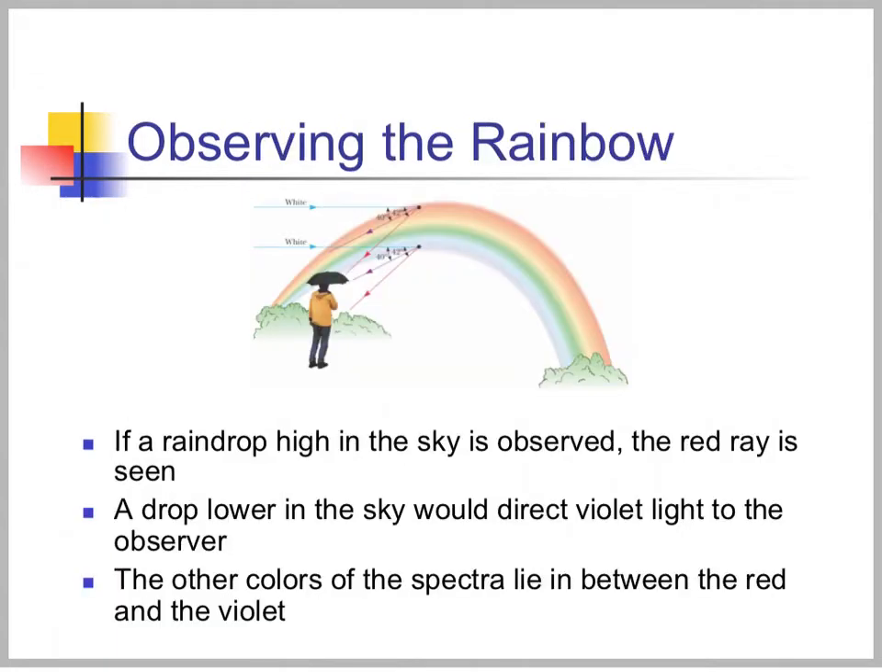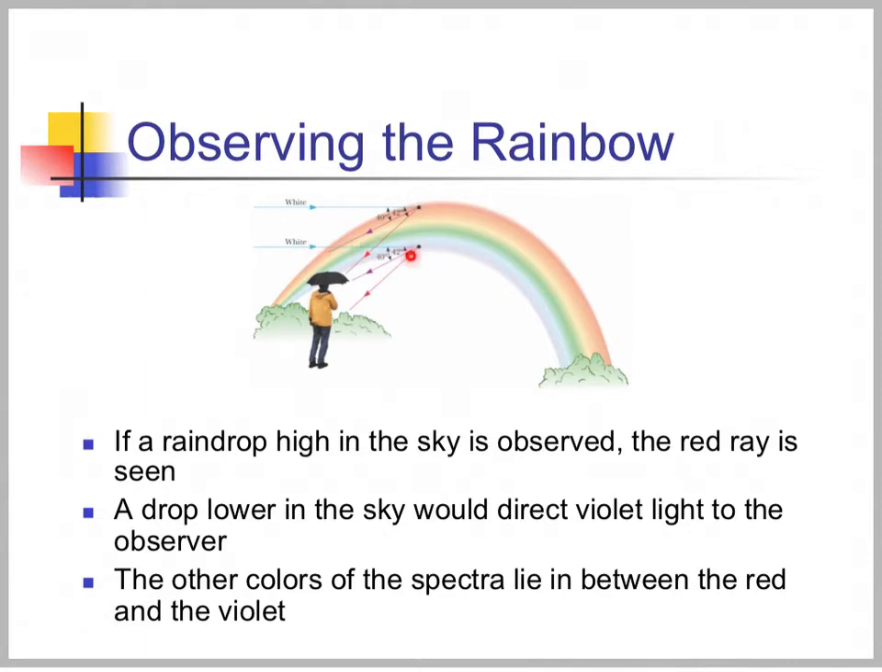So we see a rainbow when the sun is behind us and we're looking at a part of the sky that has water droplets. From the sun, the light comes in white, and as it strikes each droplet of water, we're going to get this effect. It's going to go in all different directions. At the top, the violet light is going to go right over our heads, but the red light is going to go right to our eyes.